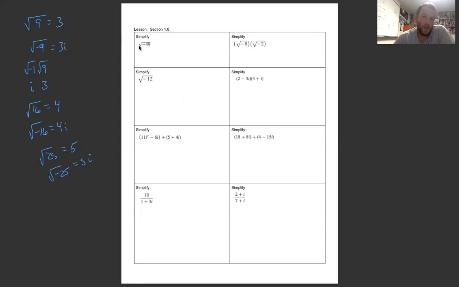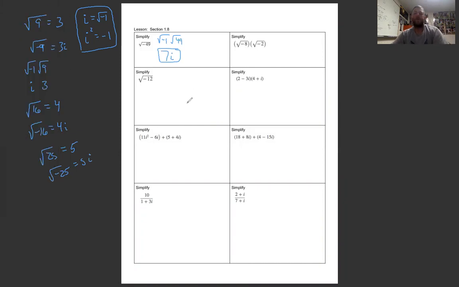Square root of negative 49. That's the breakdown of the square root of negative 1 and the square root of 49. Square root of 49 is 7. Square root of negative 1 is i. So 7i. But also based on that, if i is equal to the square root of negative 1, what is i squared? Well, we would just square this side. Two things would cancel off, and it'd be negative 1. Those two things you have to remember.